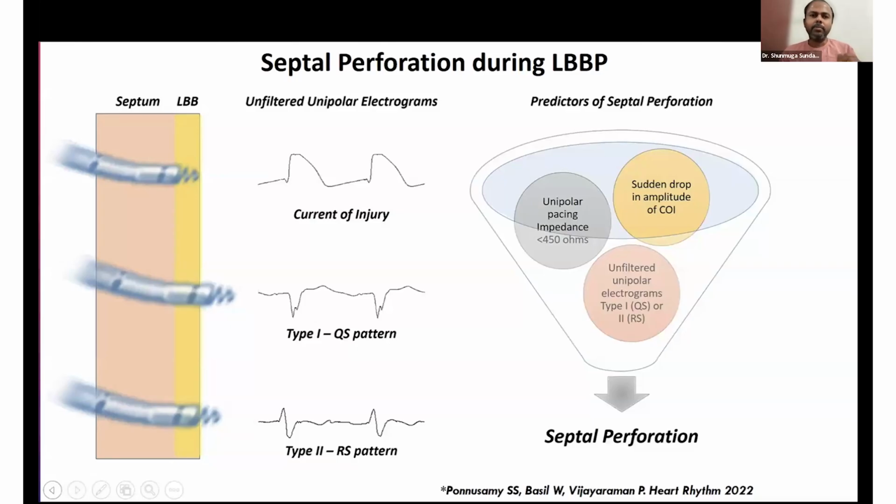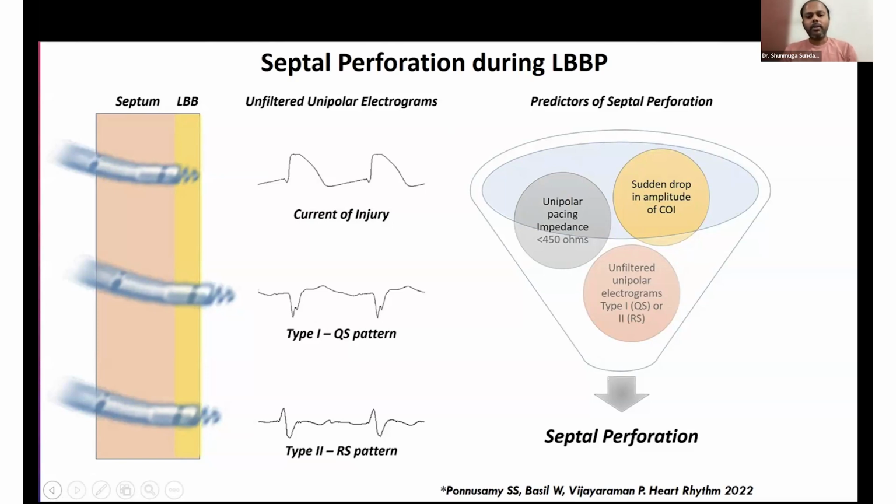Septal perforation is one of the most feared complications. In fact, it can be easily identified. When you identify it on the table and rectify it, there won't be any long-term consequences. The most important thing to identify septal perforation is the current of injury. Forget about the morphology of the filtered electrogram, forget about the unipolar impedance, because it tends to vary depending upon the lab, depending upon the cable, whether it is old or new, or a lot of other factors.